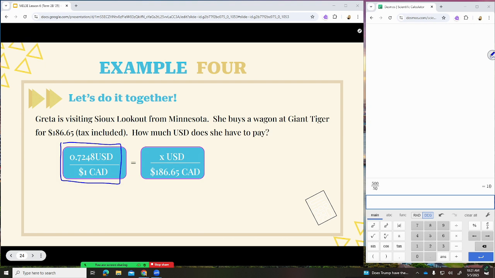We're setting up this ratio of what we know with what we need to know. So we know that USD is 0.7248 for every $1 Canadian. So we know the Canadian and the American USD, the American dollars. We also have here our $186.65 Canadian wagon. What we need is how much is that American. So we set up this ratio where we have our know on the left-hand side and our need on the right-hand side.